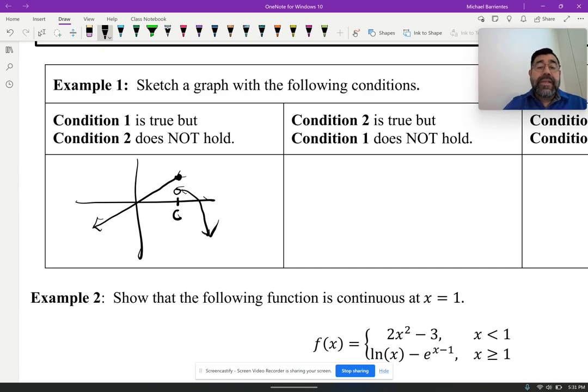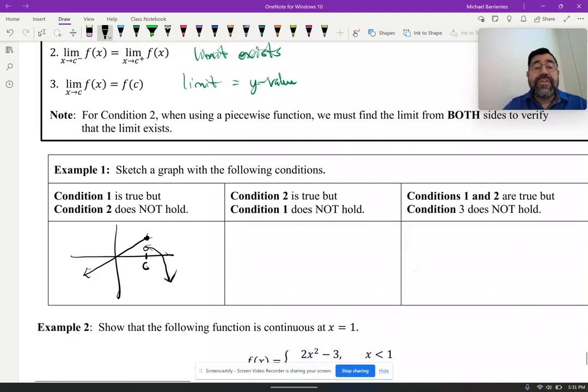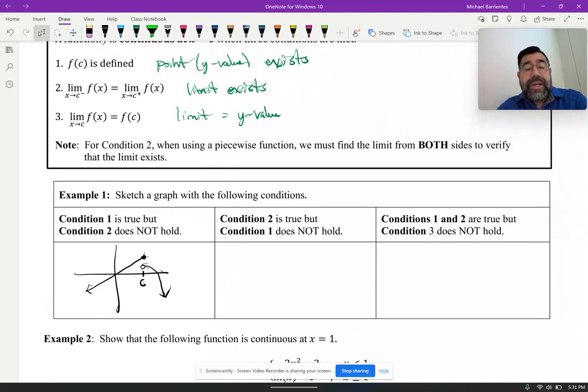Okay. Can you think of a situation? Can you draw a graph where condition two is true, the limit does exist, but condition one does not hold? There is not a point defined or in existence at that x value. I'll let you pause and think about what that might look like.